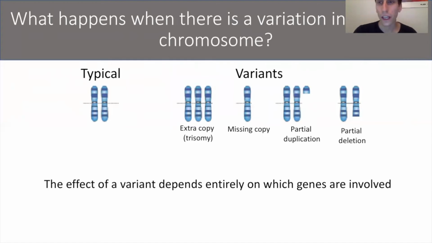Likewise, there can be variations in entire chromosomes. As I mentioned, we typically have 2 copies of each chromosome. Sometimes we may inherit an extra copy of a chromosome. We may inherit only 1 copy of a chromosome. We may inherit a partial copy or a partial extra copy of a chromosome, or we may be missing a portion of a chromosome. And as you can imagine, these can have a variety of effects based on which genes are housed in the portion of the chromosome that is either duplicated or missing.